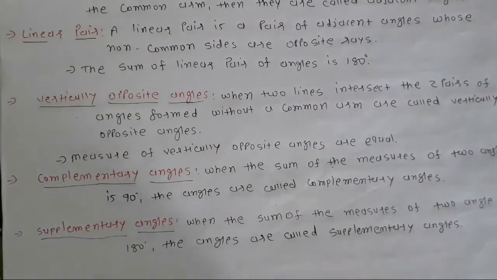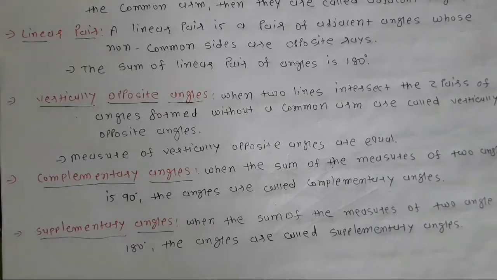Now moving to the next one. The next one is supplementary angles. When the sum of the measures of two angles is 180 degrees, the angles are called supplementary angles.